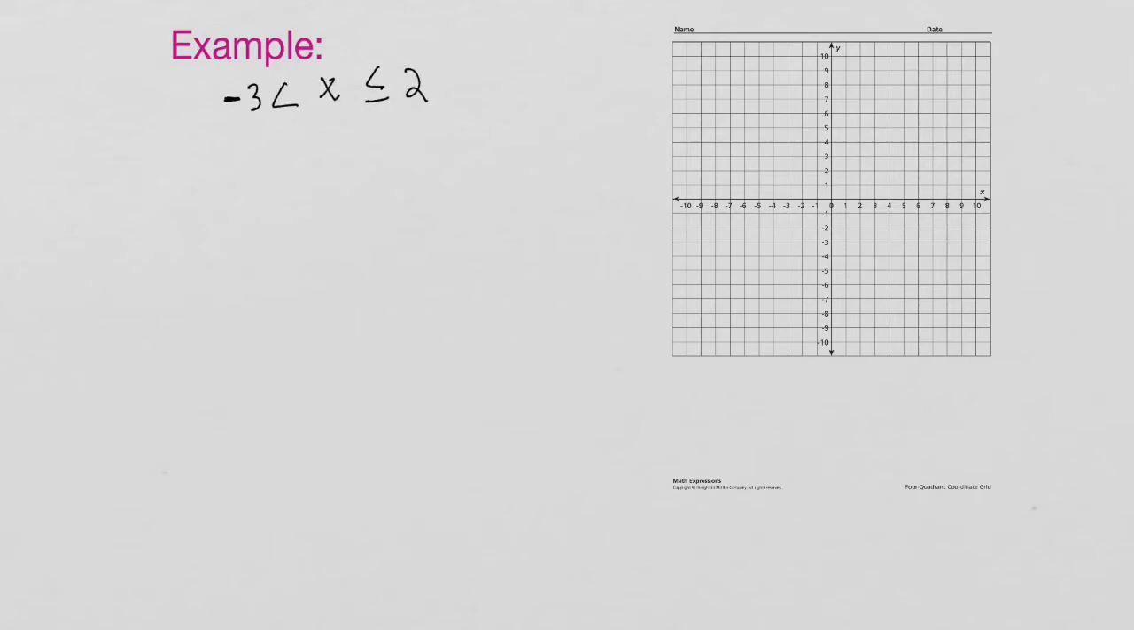Okay, so in this example, we have something called a compound inequality. A compound inequality is basically two problems compiled into one. So in order to graph this statement, we're actually going to break it up into two separate problems. So I can rewrite this original statement as -3 is less than x and x is less than or equal to 2.